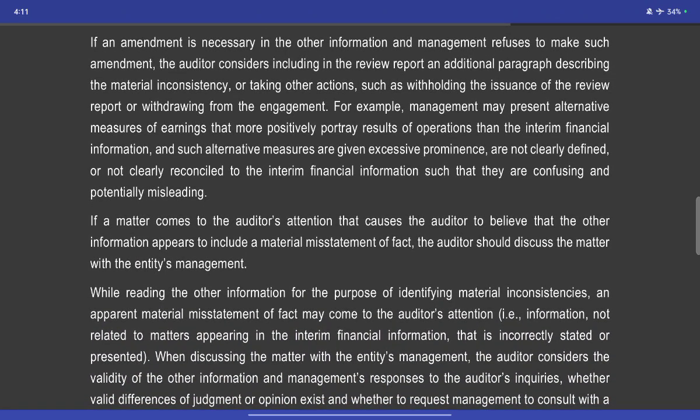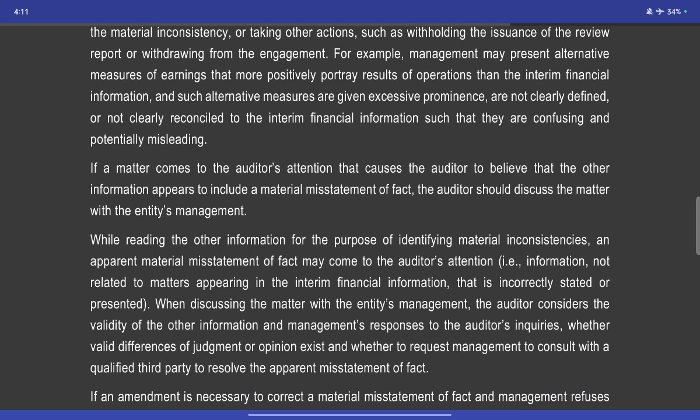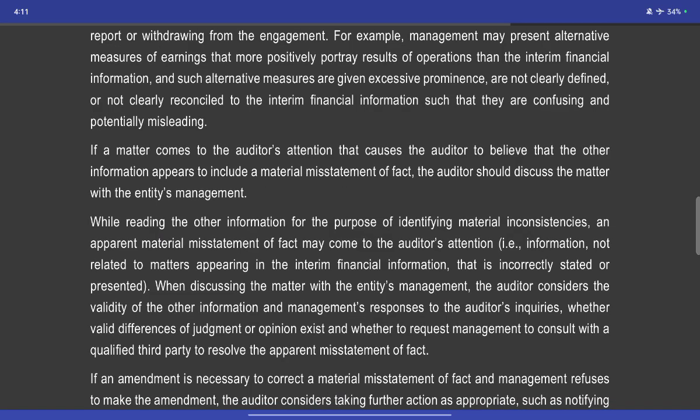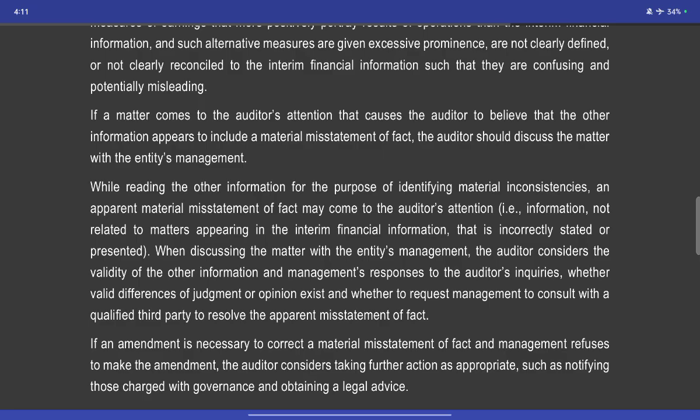If an amendment is necessary in the other information and management refuses to make the amendment, the auditor considers including in the review report an additional paragraph describing the material inconsistency, or taking other action such as withholding the issuance of the review report. For example, management may present alternative measures of earnings that portray results of operations more positively than the interim financial information, such as alternative measures given excessive prominence, not clearly defined, or not clearly reconciled with the interim financial information, so that they are confusing and potentially misleading.